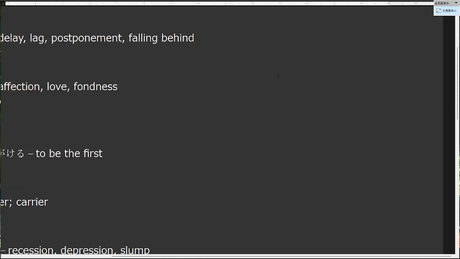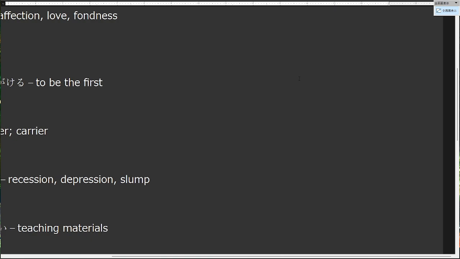A delay, a lag, or a postponement is okure, from our kanji okureru. Also osoi, okure, is a lag or a lateness. Affection, love, or fondness is jiai, with our new kanji for mercy, with the heartstrings pulling on your heart, and ai on the left side for love and affection. Jiai is fondness or affection.